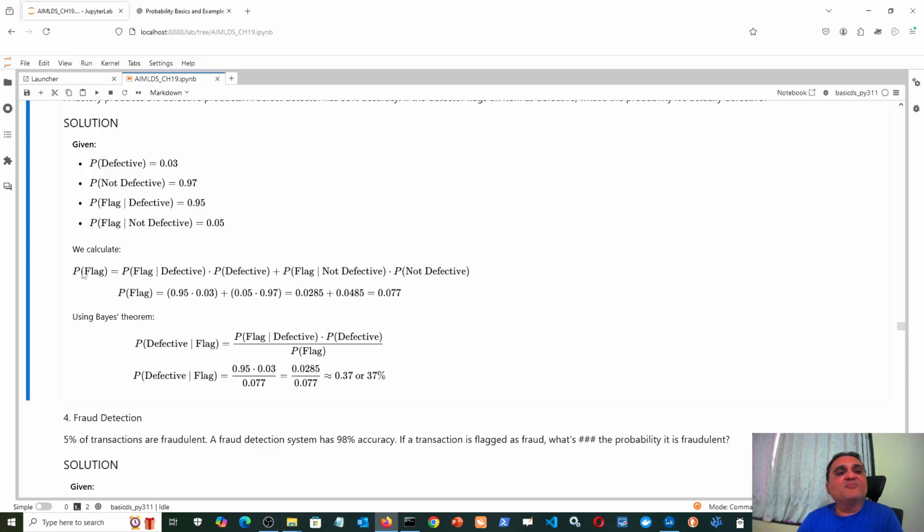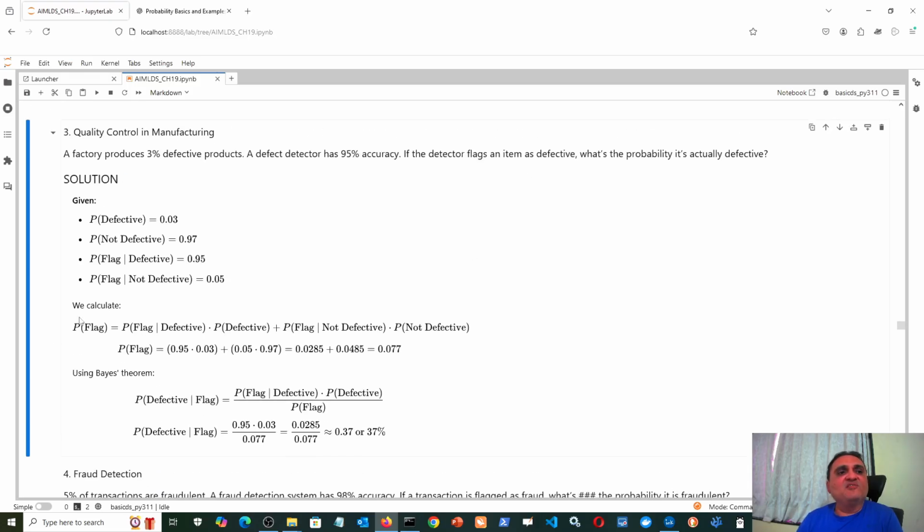So you have to find the probability of flag, and all four terms will be used: probability of flag given defective multiplied by probability of defective, plus probability of flag given non-defective multiplied by probability of non-defective. Always remember that whatever is not known is always the sum of two situations, the defective situation and the non-defective situation. So find the two terms with the defective situation and multiply them: 0.03 and 0.95. Then find the two terms with the non-defective situation and multiply them: 0.97 and 0.05. Add those two terms, and that gives me 0.07.